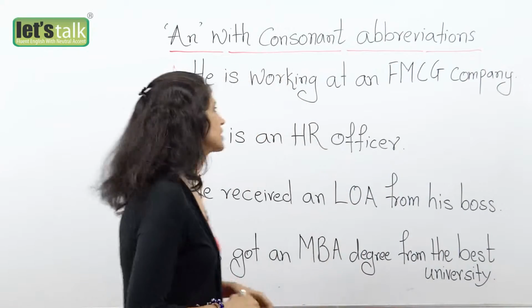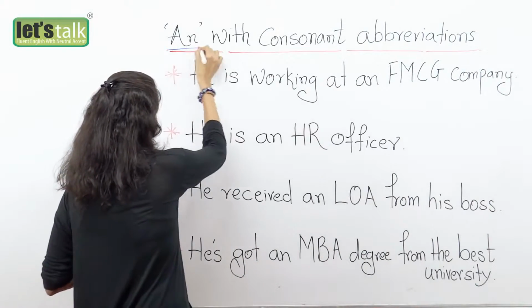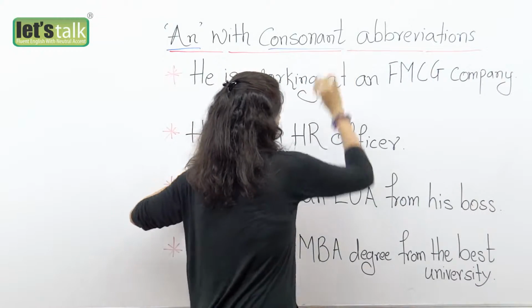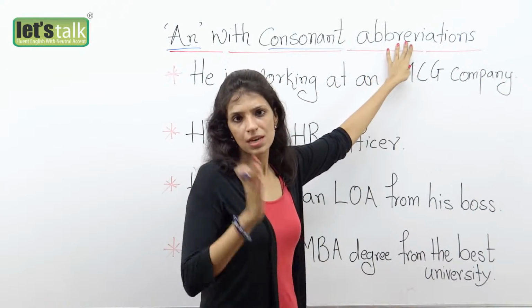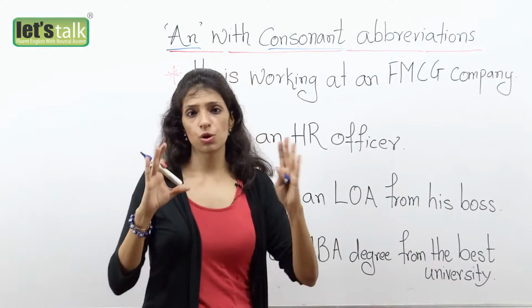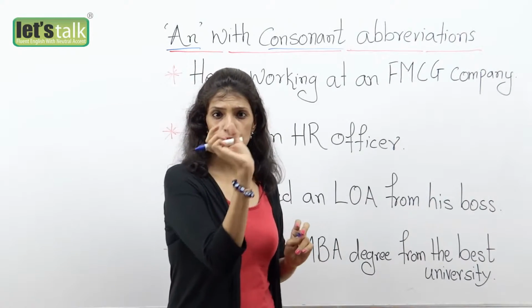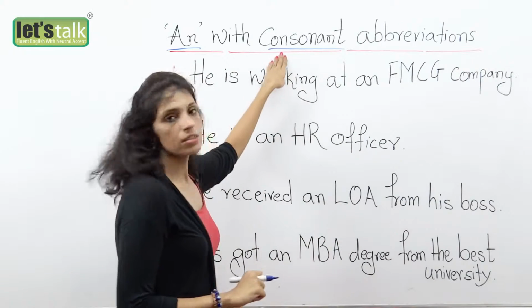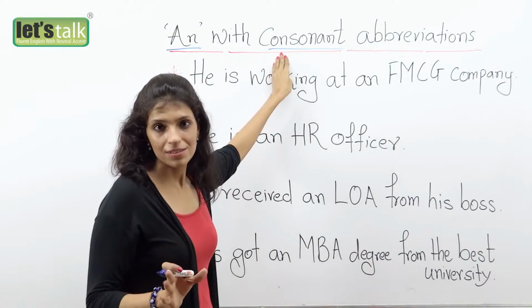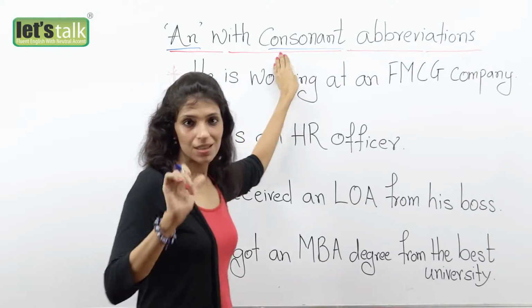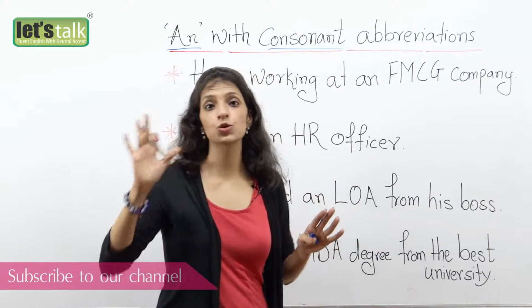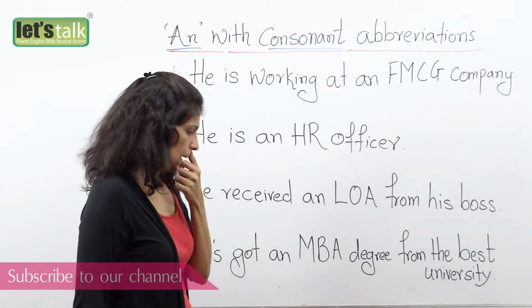So this is what today's lesson is about, using a and an with consonant abbreviations. Abbreviations or acronyms are short forms where you use only the first letter of each word. Consonants are all the letters except the 5 vowels A, E, I, O, U. So barring these 5, the remaining 21 are consonants.